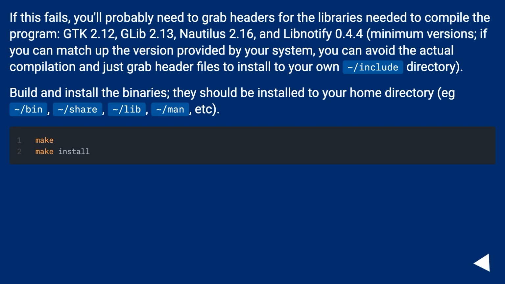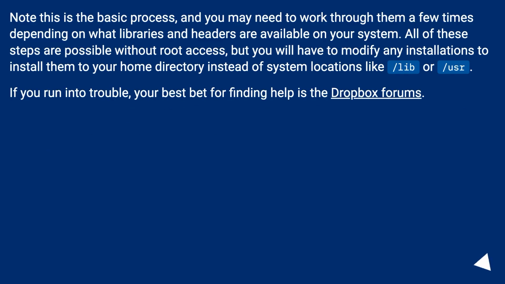Build and install the binaries. They should be installed to your home directory, e.g. /bin, /share, /lib, /man, etc. Note this is the basic process and you may need to work through it a few times depending on what libraries and headers are available on your system.